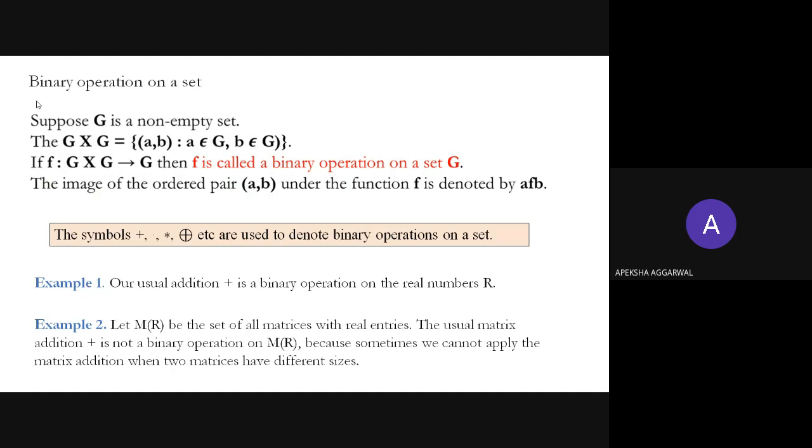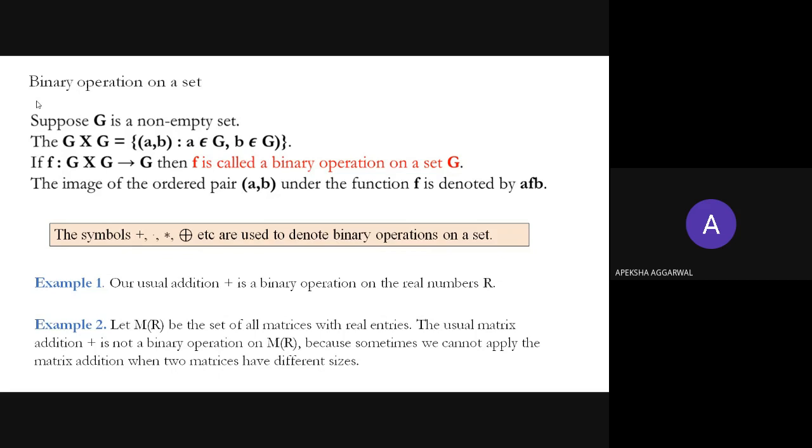Now binary operation. Suppose G is a non-empty set. If G cross G is equal to (A, B) such that A belongs to G and B belongs to G, so if F is a function from G cross G to G, then F is called a binary operation on set G. F is called a binary operation when you are applying that operation on G cross G, and the final result also belongs to that set only, that G only.